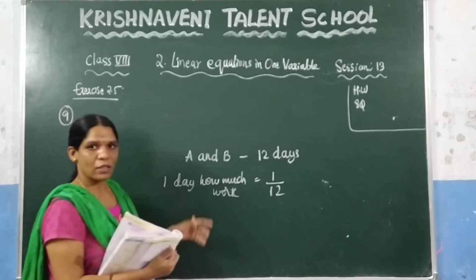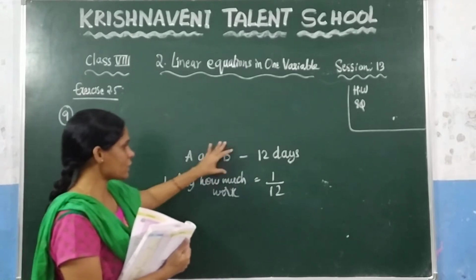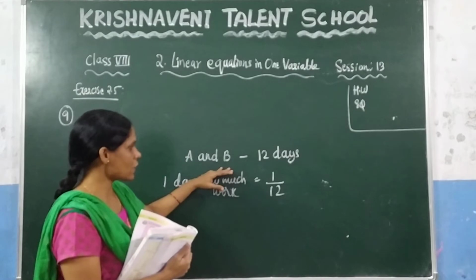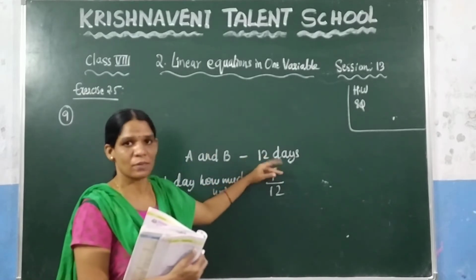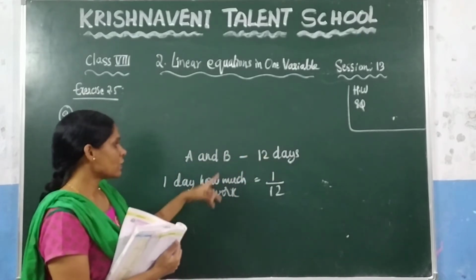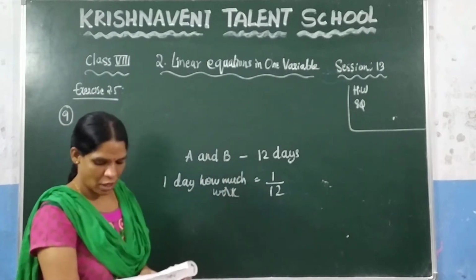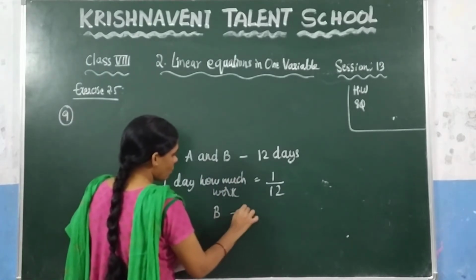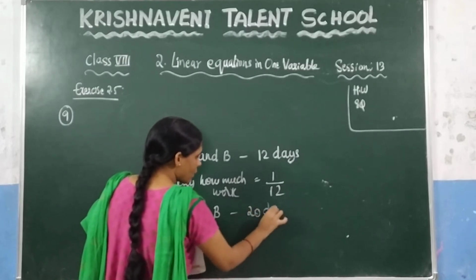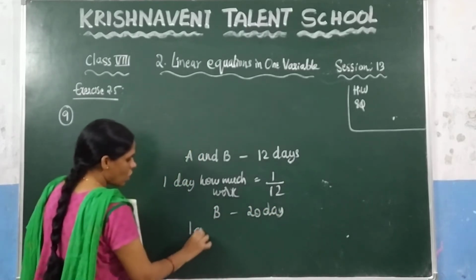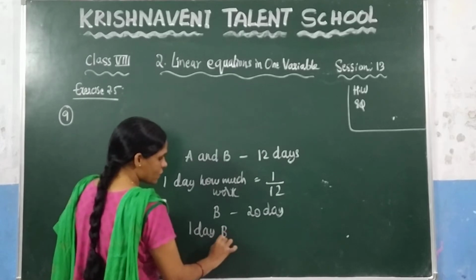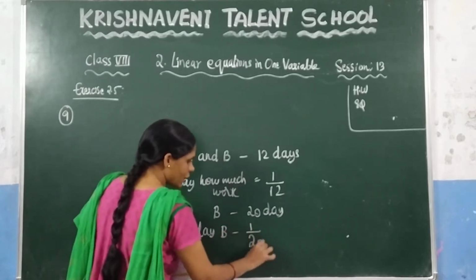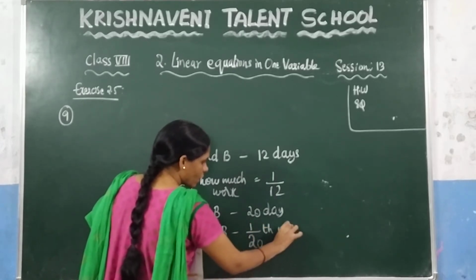The same work, these two persons are doing the same work in a certain number of days, but the same work B can do alone in how many days? They have given 20 days. So here the same work B can do in 20 days, but in one day how much work B can do here, which is nothing but 1/20th of the work he can do.